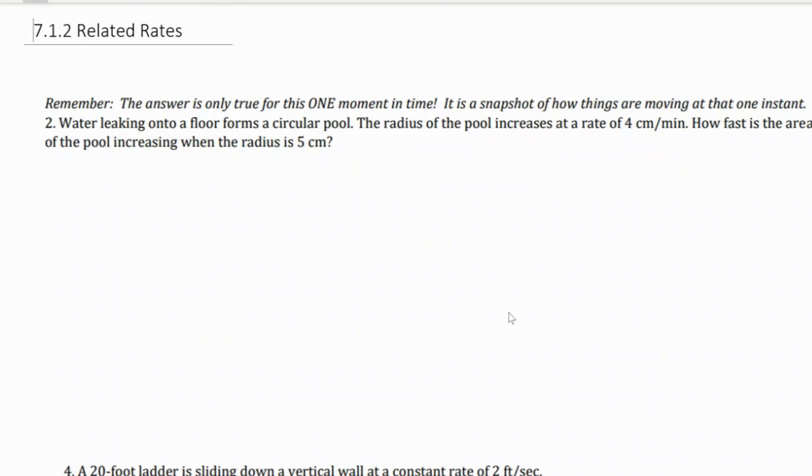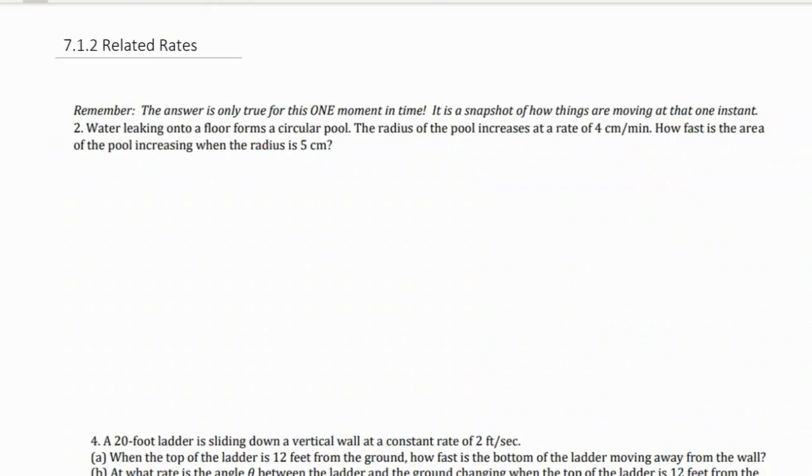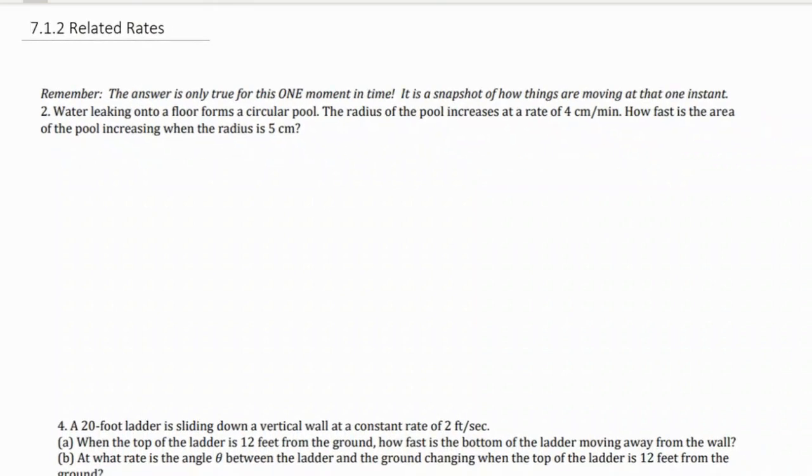Water leaking onto a floor forms a circular pool. The radius of the pool increases at a rate of 4 centimeters per minute. How fast is the area of the pool increasing when the radius is 5 centimeters? So we have water leaking onto a floor and there is a circular pool.